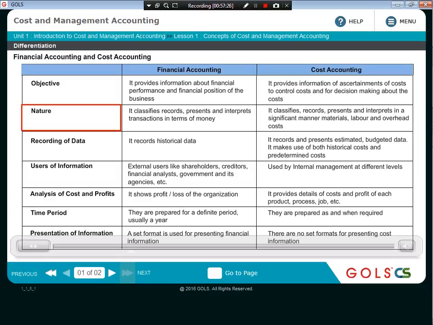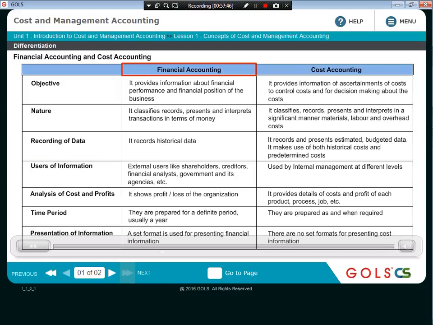On the nature: financial accounting classifies, records, presents and interprets transactions in terms of money, whereas cost accounting classifies, records, presents and interprets in a significant manner as material, labor and overhead cost or other expenses. Next is the recording of data.